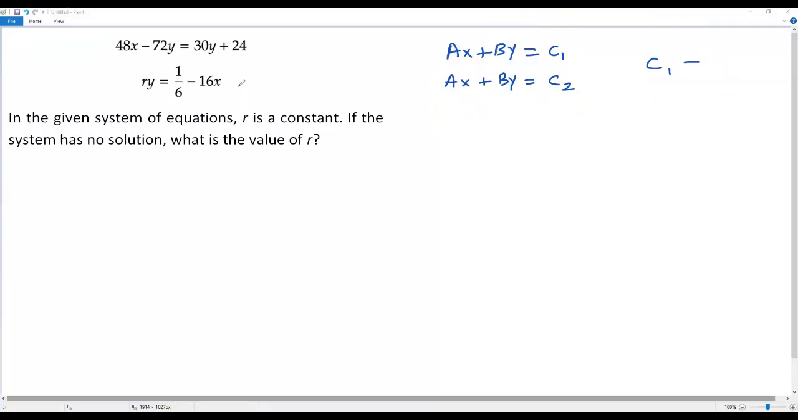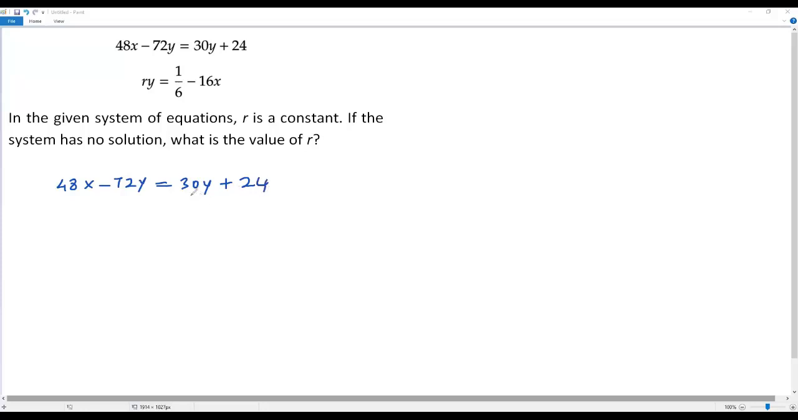That is, we have to write each equation in standard form. That is, we have to get the x term and y term on the left side and the constant on the right side. Now let me take the first equation, that is 48x − 72y = 30y + 24. According to the standard form, I must have the x term and y term on the left side, and the constant on the right side. Already we have the constant on the right side. We can keep this 24 there itself.